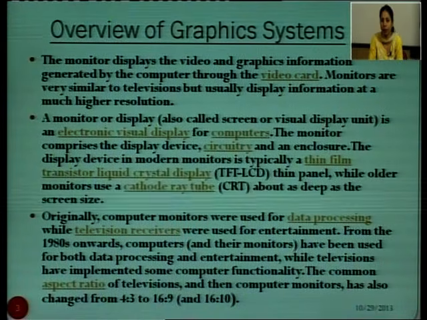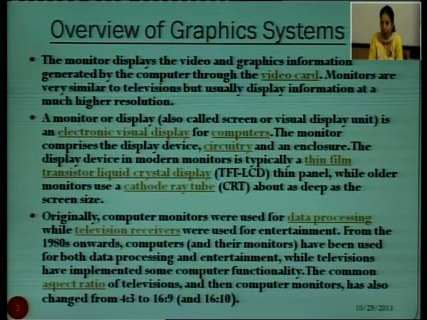Up till now, we are generally saying that monitors are used to display useful information, which can be any graphic or any video, by using the video card, and a monitor comprises a display unit, which is called the visual display unit.